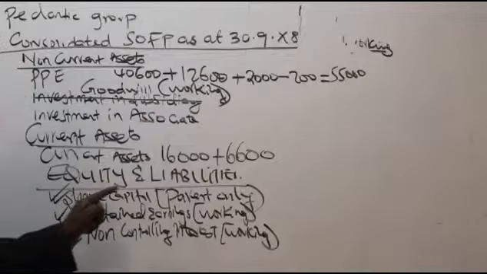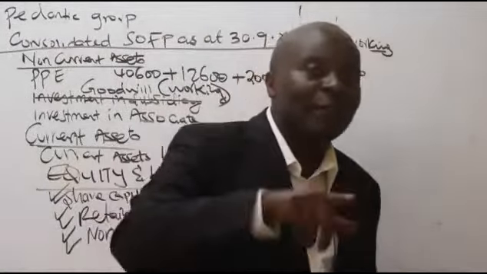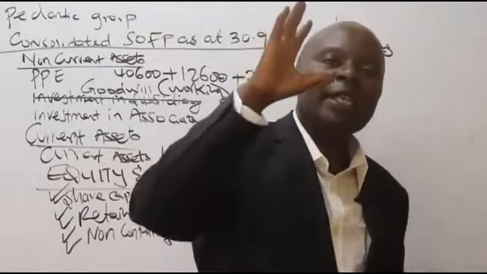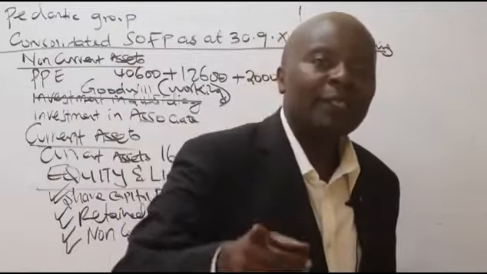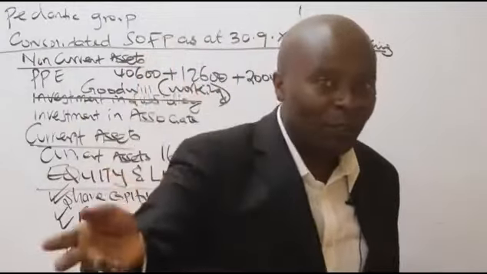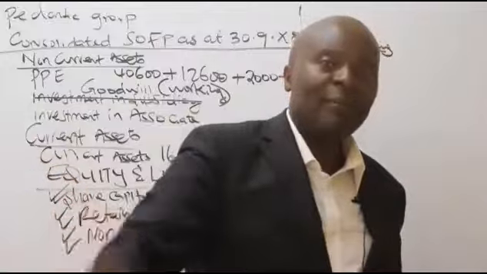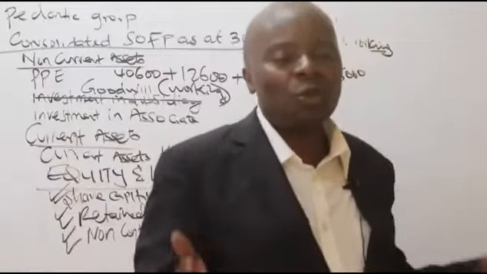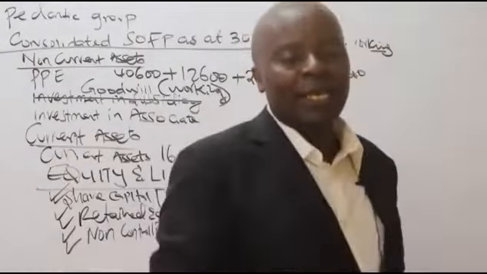Why is this NCI an equity component? Remember, these people have given you money, which is not a loan. They will never, in this case, come to demand their money back. If they want their money back, they have to go to any secondary market like the Nairobi Stock Exchange, and do what? Sell their shares to a third party. But the money that they gave to us in form of share capital is a permanent source of capital. And if it's a permanent source of capital, it shall always be under equity.